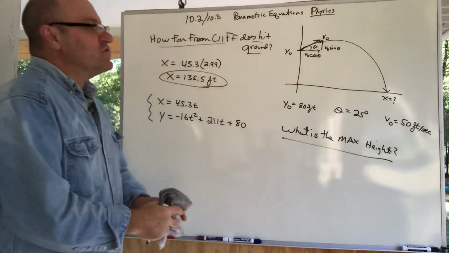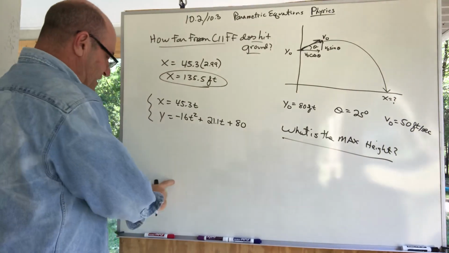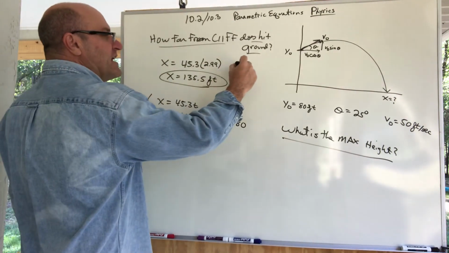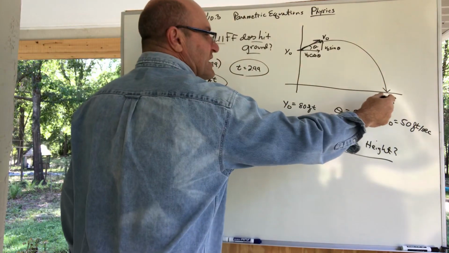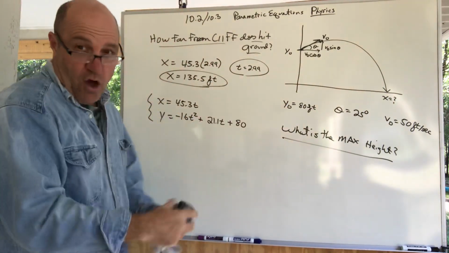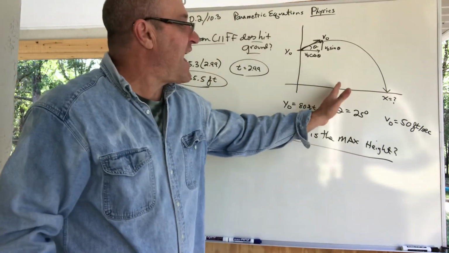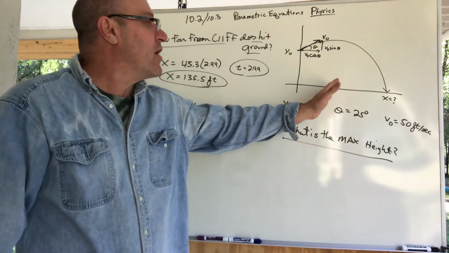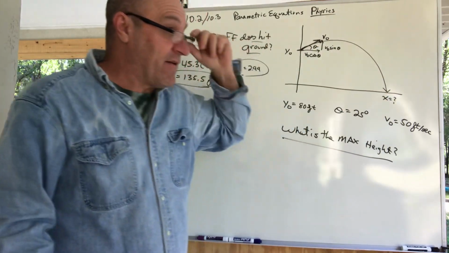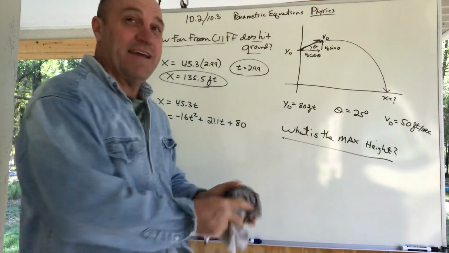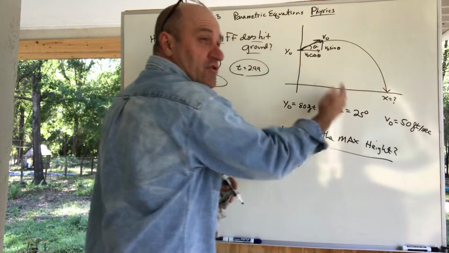A lot of students will say, how long, oops, I erased it. Remember, how long did it take for this to travel and hit the ground? 2.99 seconds, it hits the ground. Some students will say, oh, it reaches maximum height at half that time. Well, that's a mistake. Hang on. That's true when something's launched at ground level and lands at ground level. Then the maximum height occurs right in the middle.